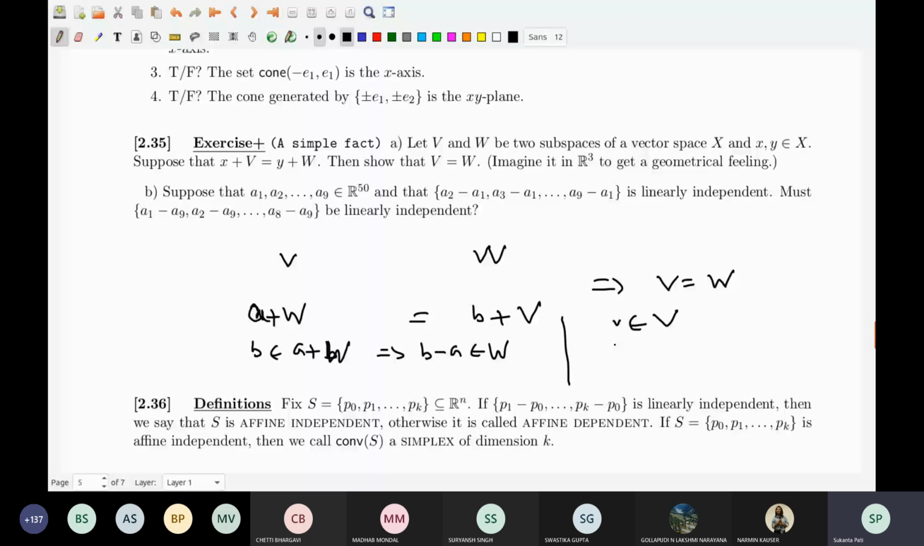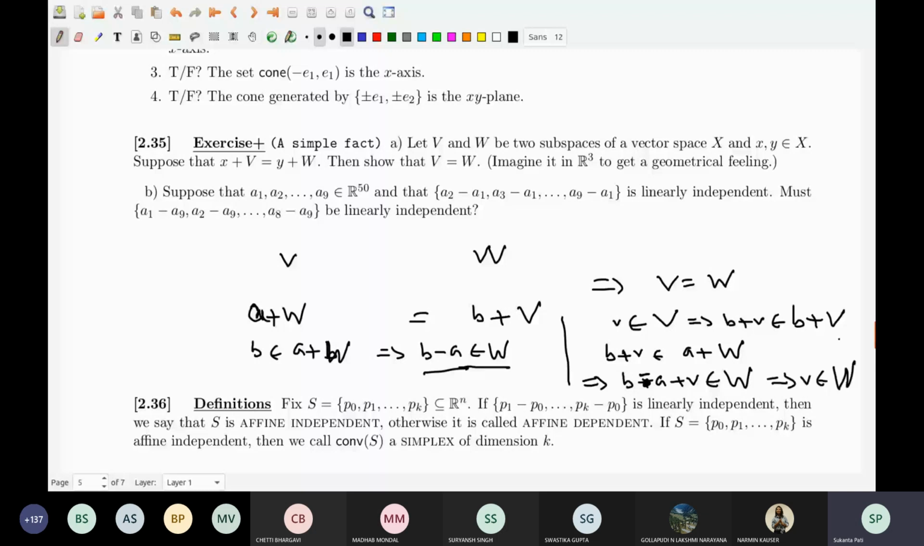Now, because they are equal, that will mean that B plus small v belongs to A plus capital W. This will mean that B minus A, not plus, this is minus, B minus A plus small v belongs to W. But I already know that B minus A is inside W. So from there, it will follow that small v belongs to W. So this will mean that capital V is a subset of W. In a similar way, W will be a subset of V. Geometrically it is very easy.